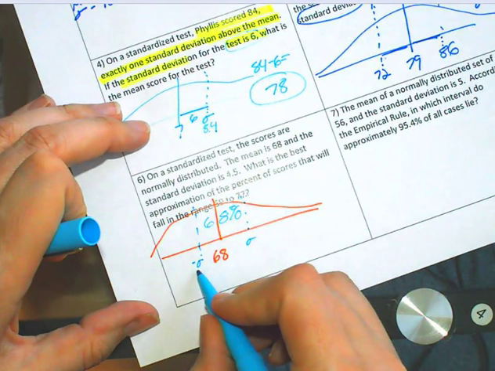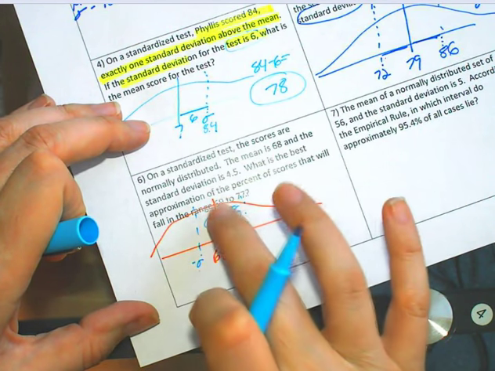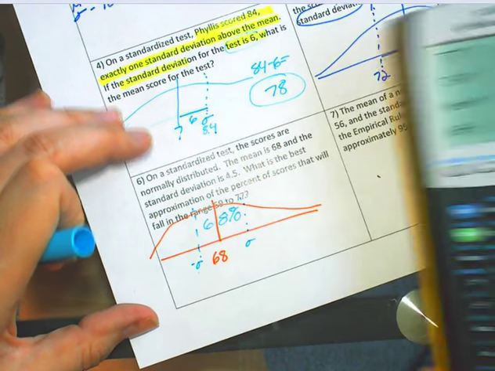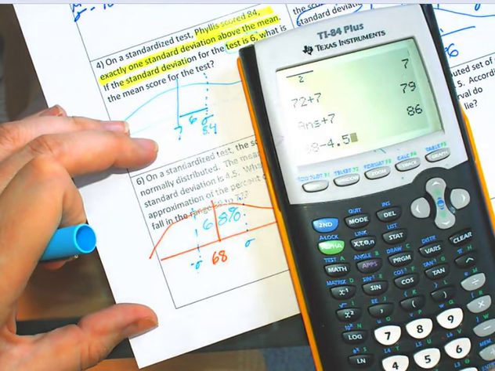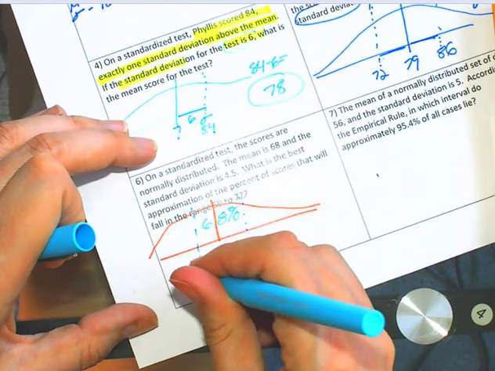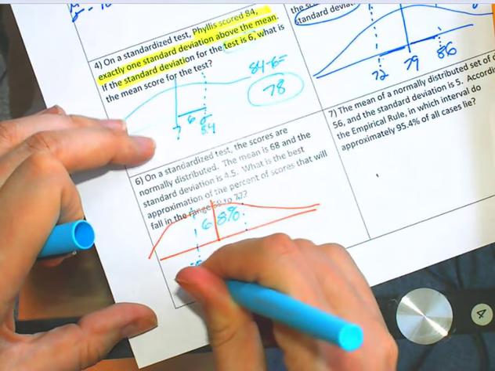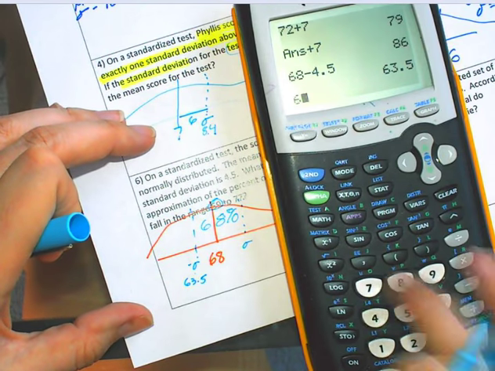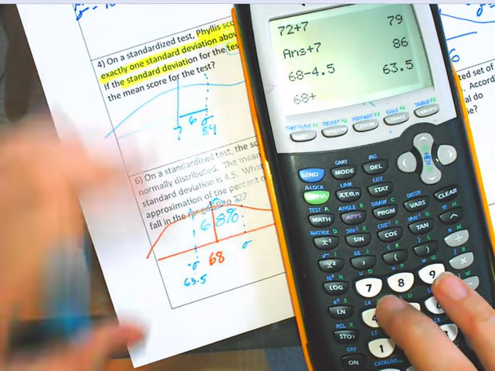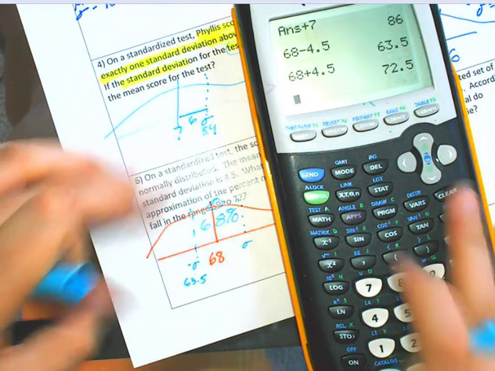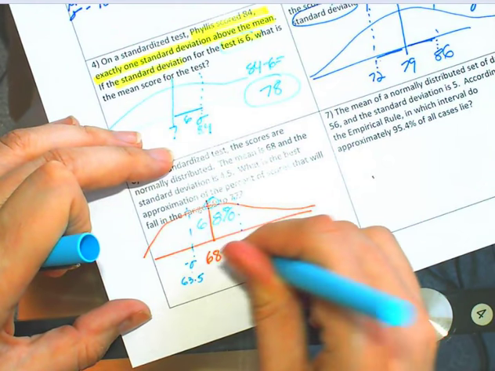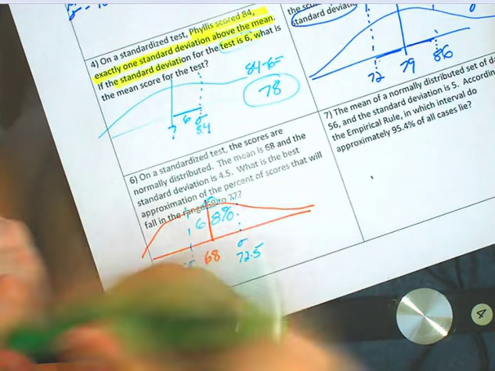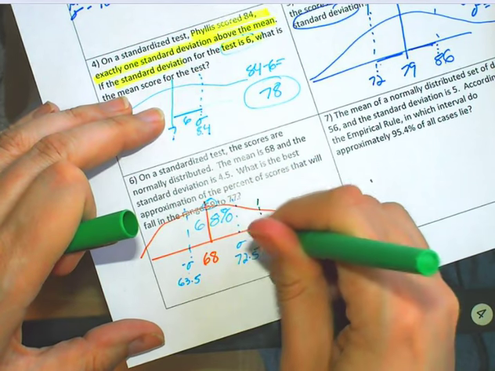So in order to find the range here, I'm going to have to subtract 68 minus my standard deviation of 4.5. That's going to give me one below. So one below is 63.5. And I'm looking for 59 and 77. And 68 plus 4.5 is going to be 72.5. Okay, so I'm going to go another standard deviation out.